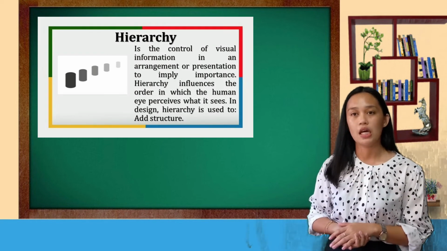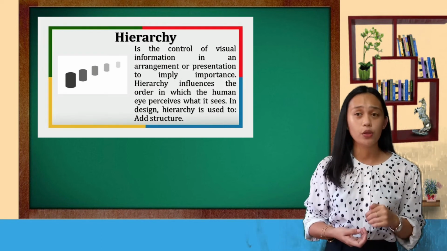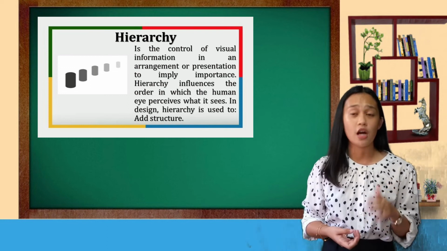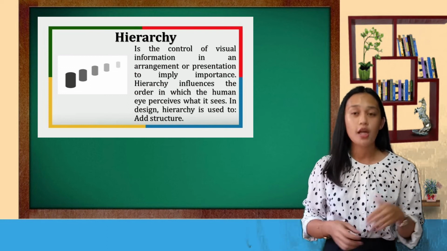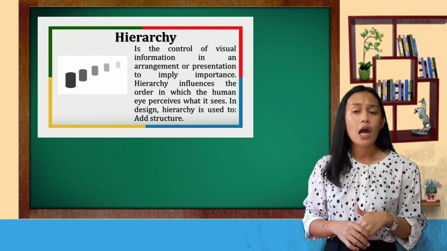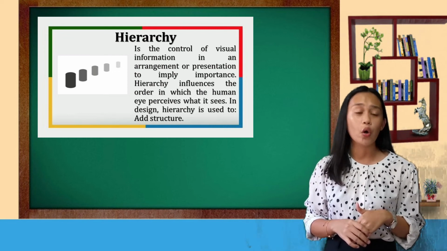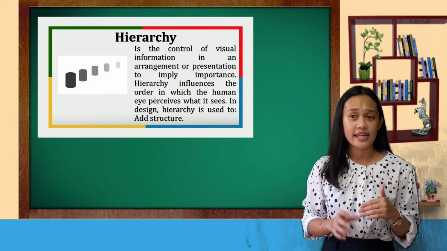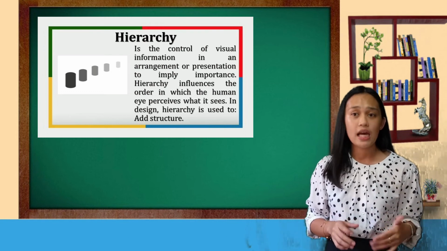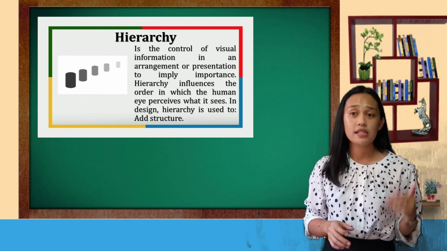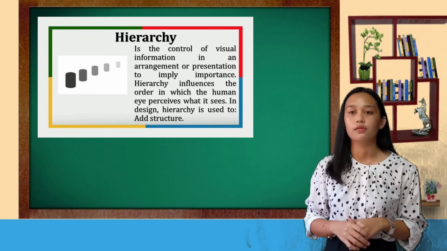Last is hierarchy. Hierarchy is the control of visual information in an arrangement or presentation to imply importance. Hierarchy influences the order in which the human eye perceives what it sees. In design, hierarchy is used to add structure.